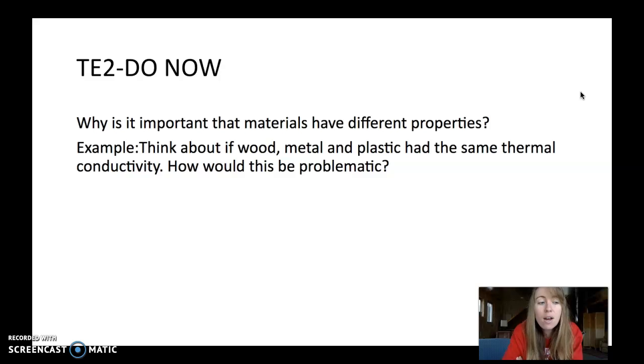Okay, so it's important for materials to have different properties for a lot of reasons. If we're thinking about the example that's provided, if wood had a high thermal or heat conductivity, imagine what the forests would be like compared to what they are now, right? And also just imagine what we would do in our daily lives if that were true. So material properties are very important, and engineers spend a lot of time thinking about what material will be best for what task given its properties.